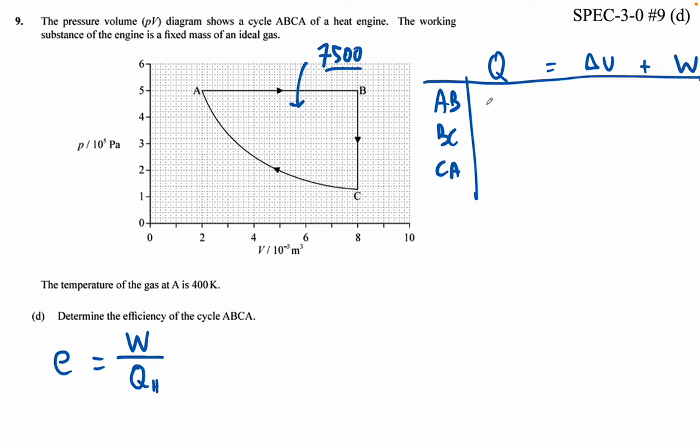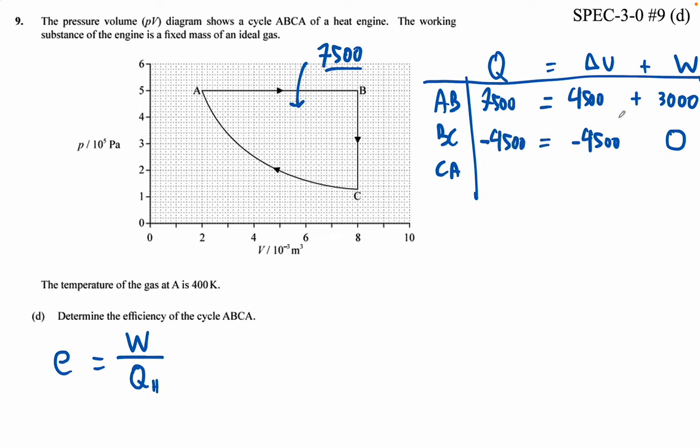So for AB, we know that 7,500 flows in, and that's 4,500 here, and 3,000 here, right? And then for BC, we know that the amount of work is 0 because the piston doesn't move, okay? We also know that it goes back to that same temperature, so this has to be negative 4,500. And this has to be negative 4,500.